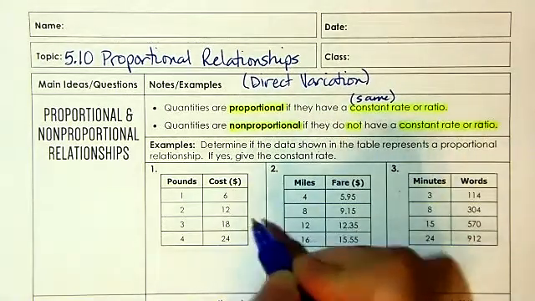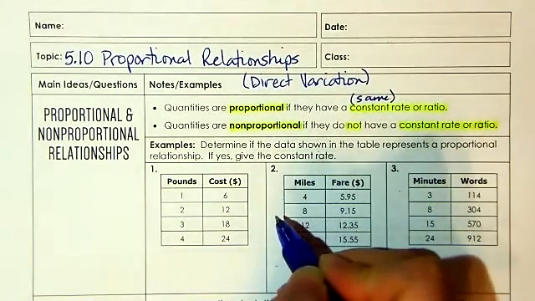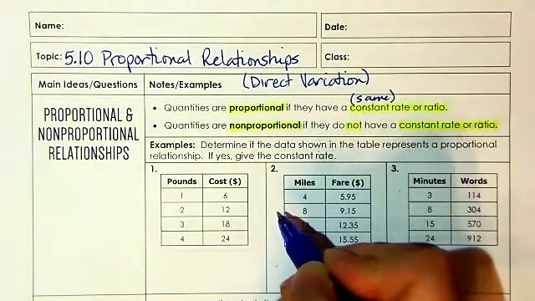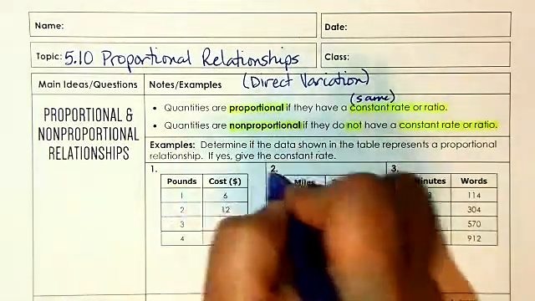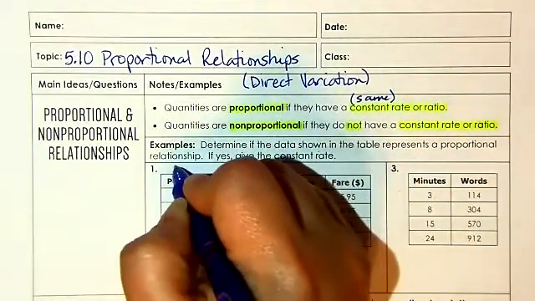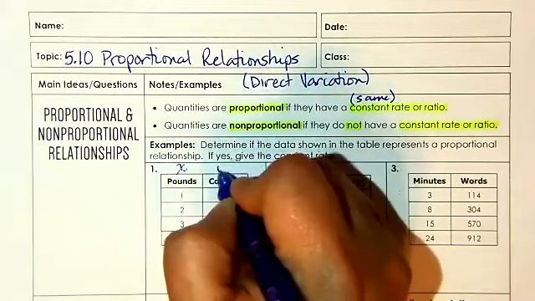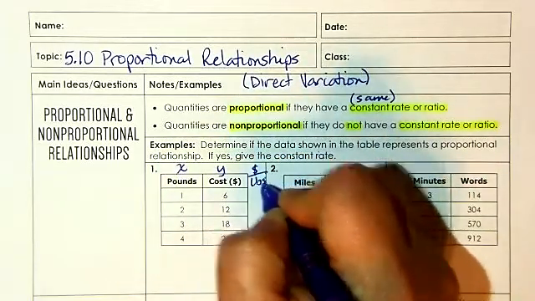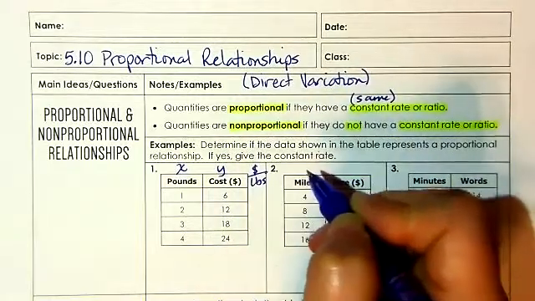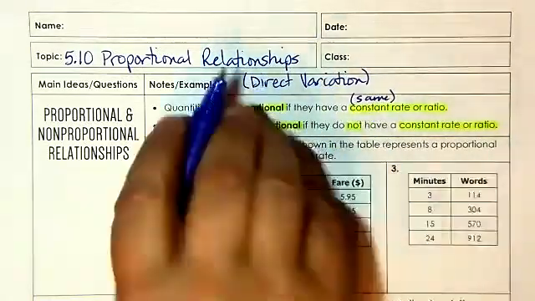For number one, in order to figure this out, you're going to set up the ratio. This is X, this is Y. We're going to do the money over pounds. I've got to see, is the ratio all the same?